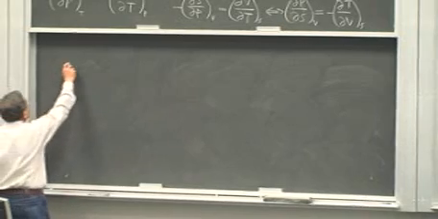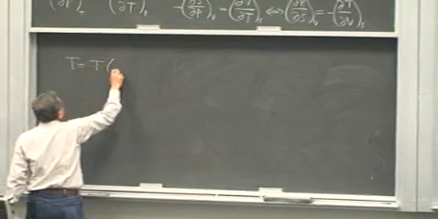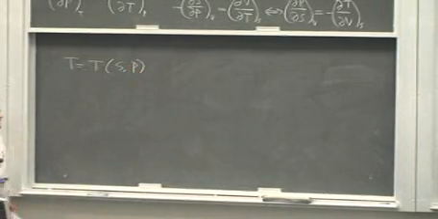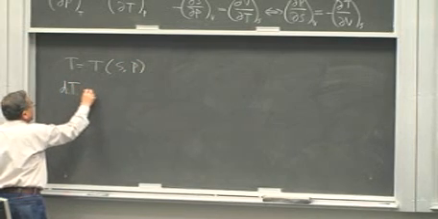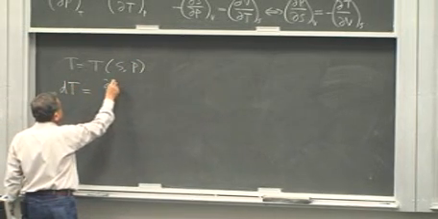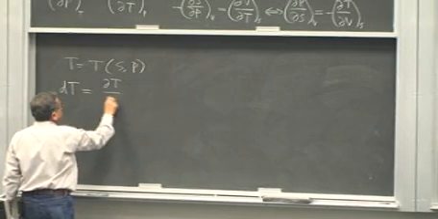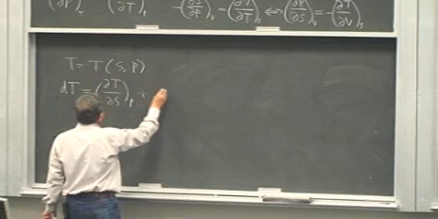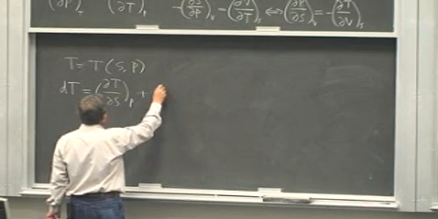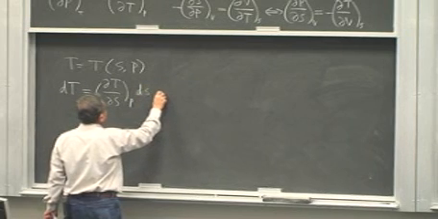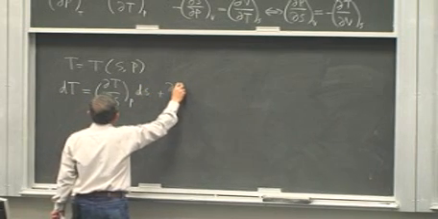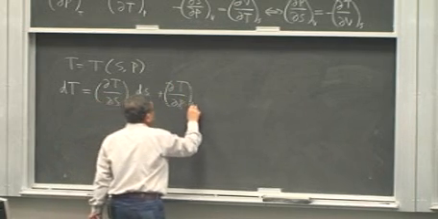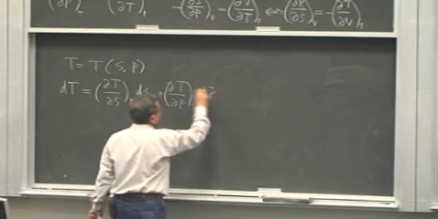We could again start by taking T as a function of entropy and pressure, and again conclude that dT is the partial derivative of temperature with respect to entropy at constant P times dS plus the partial derivative of temperature with respect to P at constant entropy times dP.